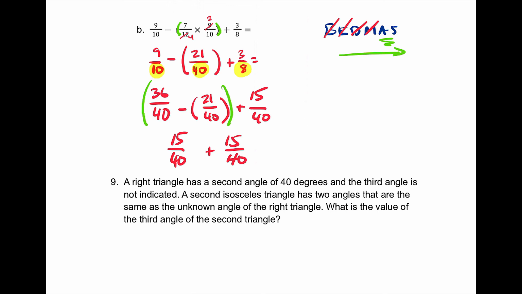Okay, and we're just going to sort of move it up and over here. We're running out of space. So again, my answer is going to be out of 40, and 15 plus 15 is 30. Now 30 over 40 is not in its simplest terms. We can cross off a 0 off each of those, and we're left with 3 over 4, and that will be our final answer.